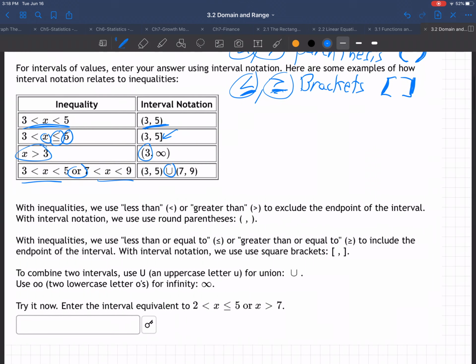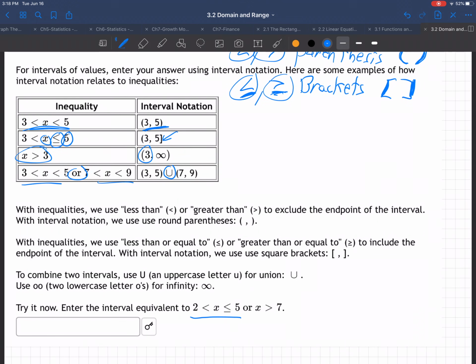Okay, so let's try this out. How would we do this right here? This would be parenthesis 2 to 5, bracket on the 5, because of the equals, or is the U. It's unite, just means put them together. You're this or you're that. You can be the first united with the second.